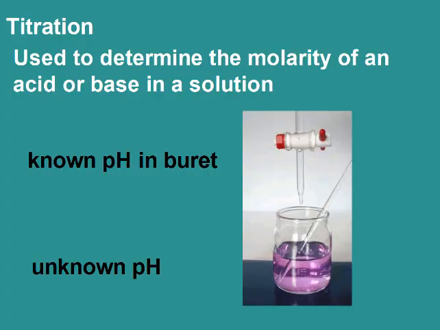A titration is used to determine the molarity of an acid or base in a solution. In a titration, you generally use a burette, and you put your known pH in that burette. Then, in an Erlenmeyer flask or a beaker or some type of container, we have an unknown pH that we're dropping the known pH into.